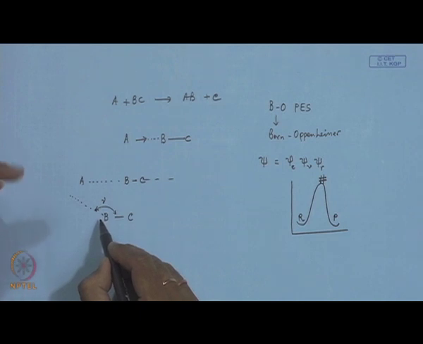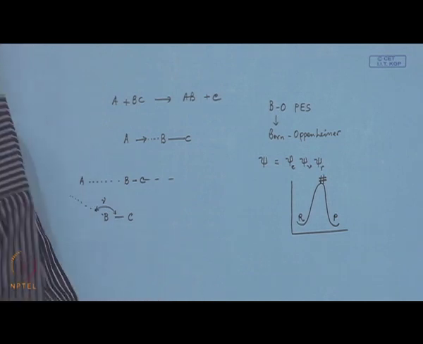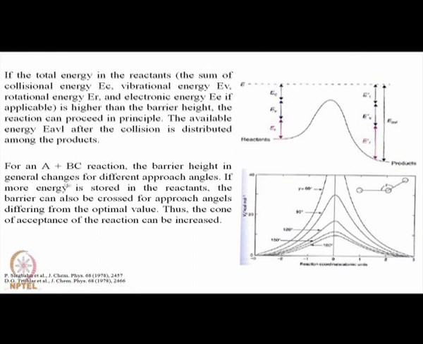Okay. So, in that case, for an A plus B C reaction, the barrier height in general changes for different approach angles, and if more energy is stored in the reactant, the barrier can also be crossed for approach angles differing from the optimal value. Okay. And there is a cone of acceptance of the reaction that can be increased. Means if the energy stored in the reactant is more, then maybe other angles are possibly acceptable.